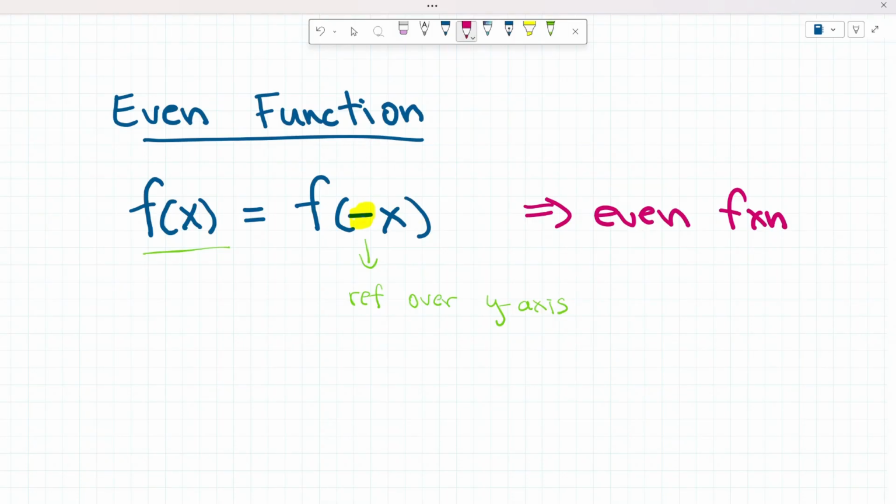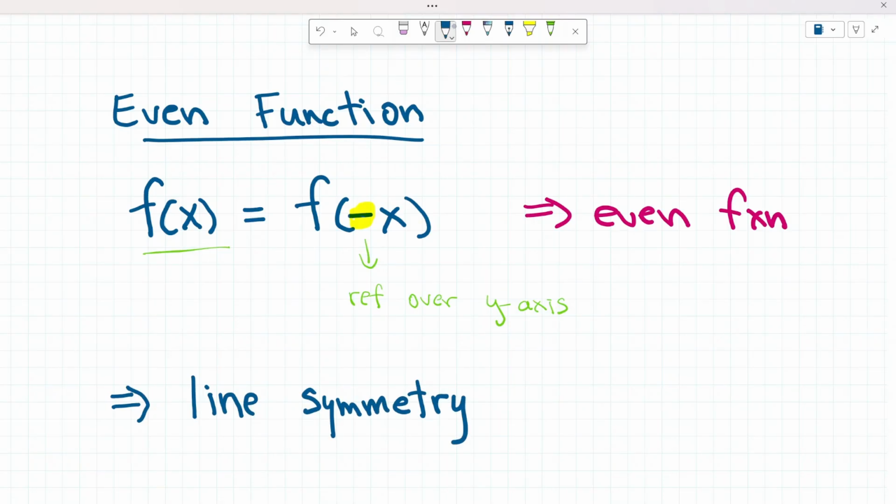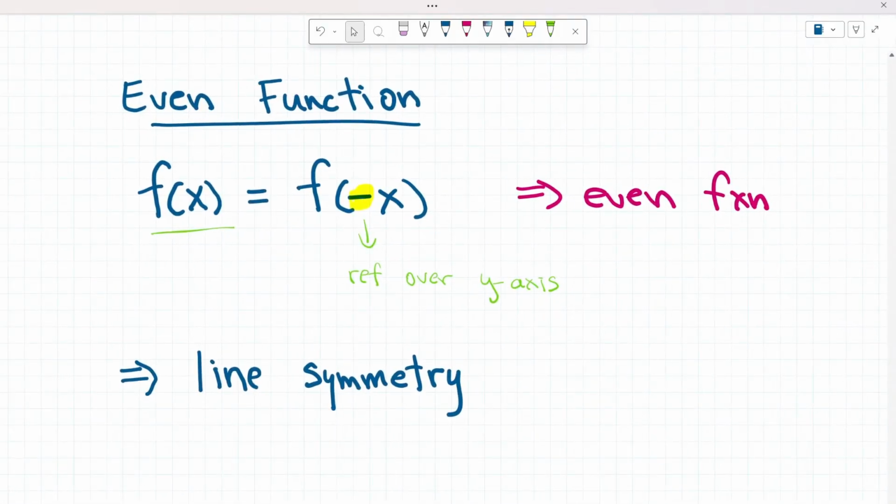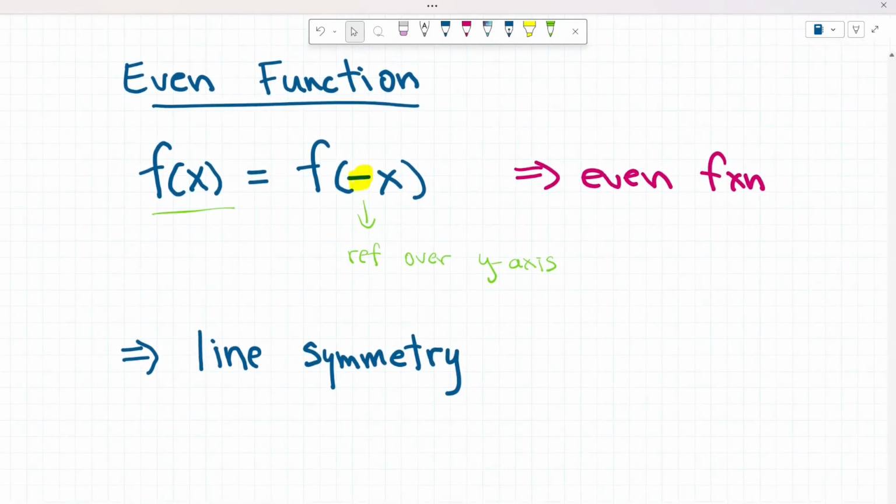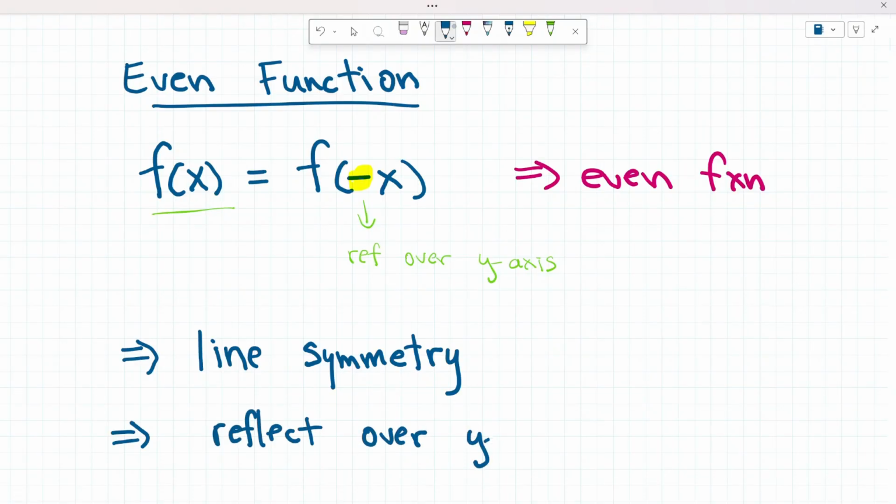And that gets us to the next point about symmetry. Even functions have what we call line symmetry. This is important because different functions have different types of symmetry, and some functions even have no symmetry. So if we can determine algebraically that we have an even function, then we know that we have line symmetry, which, like I mentioned earlier, means we can reflect it over the y-axis, which is really neat.